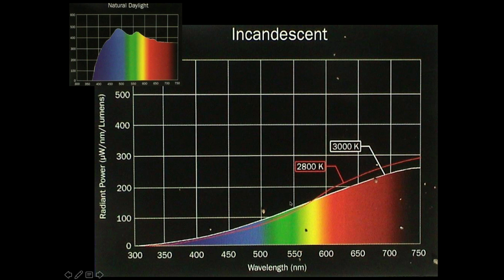Anyway, incandescent lighting, same thing, very smooth curve. You can see it's not the same as the natural daylight, but still pretty close, and there's no spikes, so you do tend to look more normal under incandescent lighting. And there are also cooler incandescent light sources. By cooler, well, we'll get to that in a minute, but things like halogen, which look whiter, and they tend to have a little bit more blue in their spectral distribution.